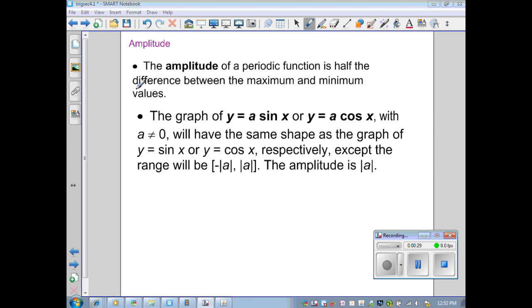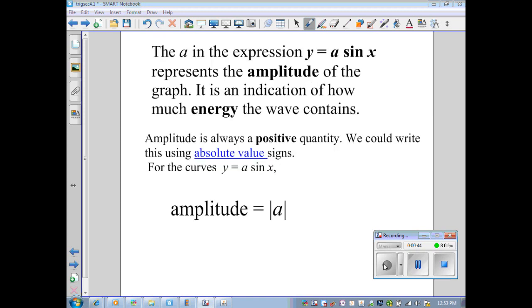The graph of y equals a sine x or y equals a cosine x, with a not equal to 0, will have the same shape as the graph of y equals sine x or y equals cosine x, respectively. Let's see how to determine the amplitude of these functions. The a in the expression y equals a sine x represents the amplitude of the graph. So the constant out in front of my function tells me how high that function can actually go. It is the indication of how much energy the wave contains.